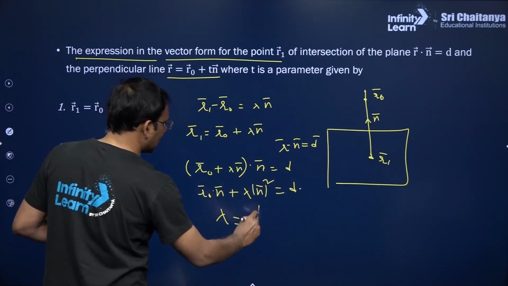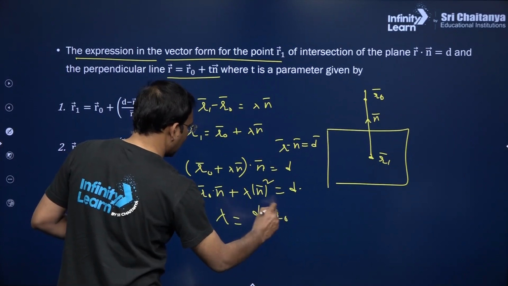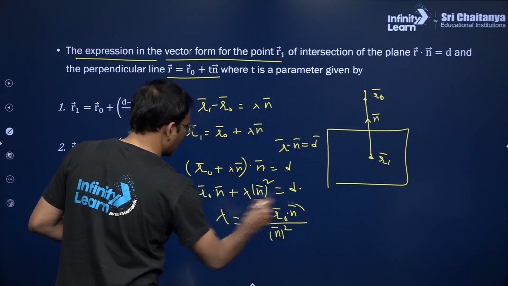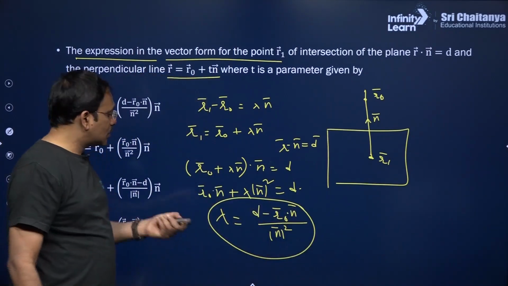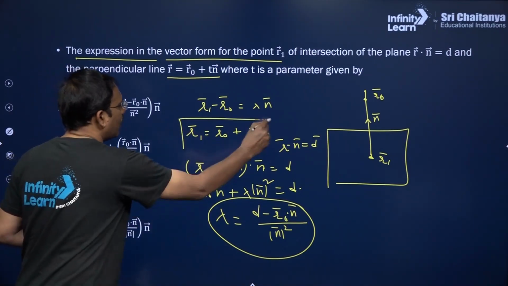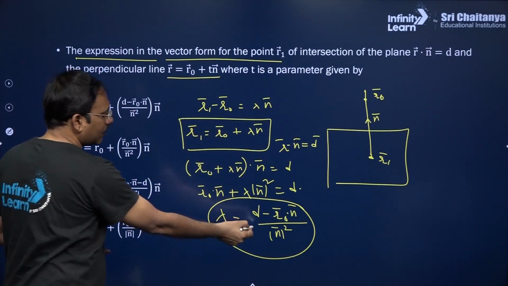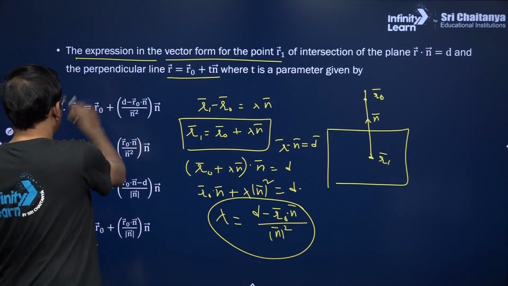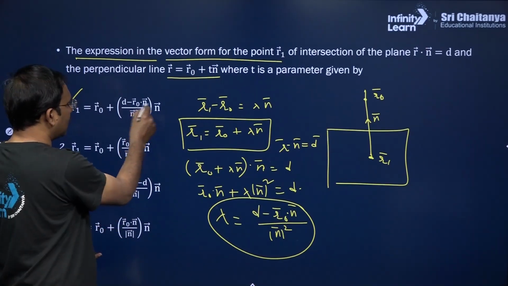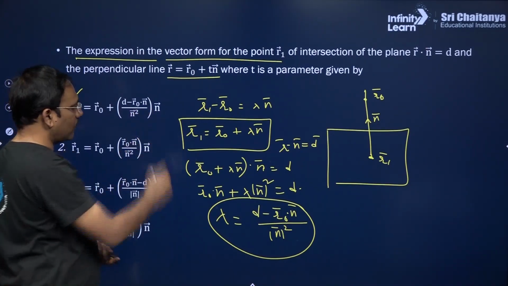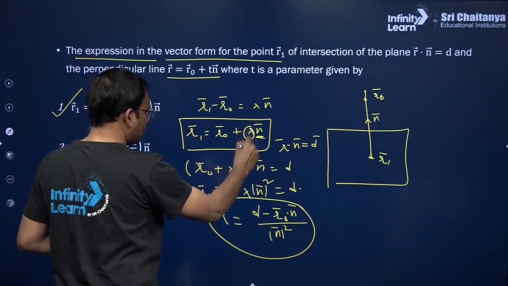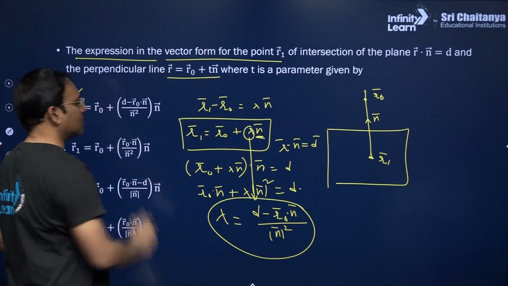So, lambda value is nothing but (d minus r bar dot n bar) by magnitude of n bar square. This is lambda, my dear friends. So, I can say here the answer is finally r1 bar is equal to r0 plus this lambda into n bar. You see, r1 bar is equal to r0 plus (d minus r0 bar dot n bar) by n bar square into n bar, where you can replace lambda by this. So, first option is the right answer.